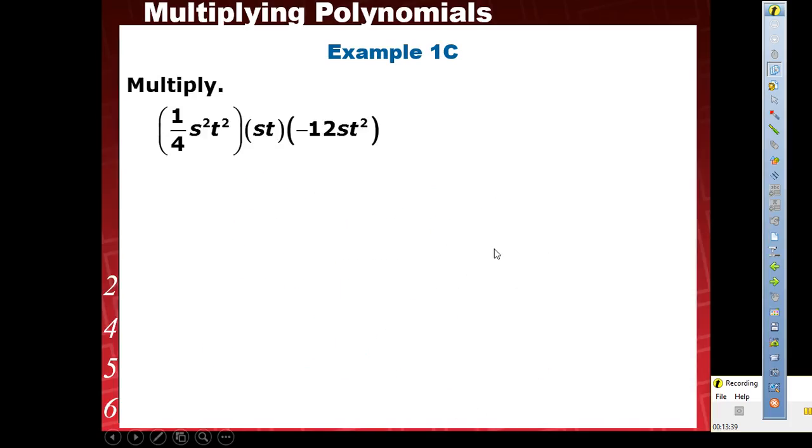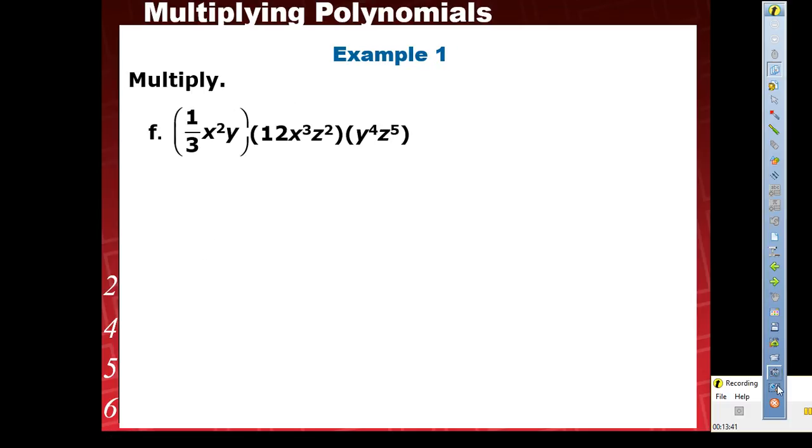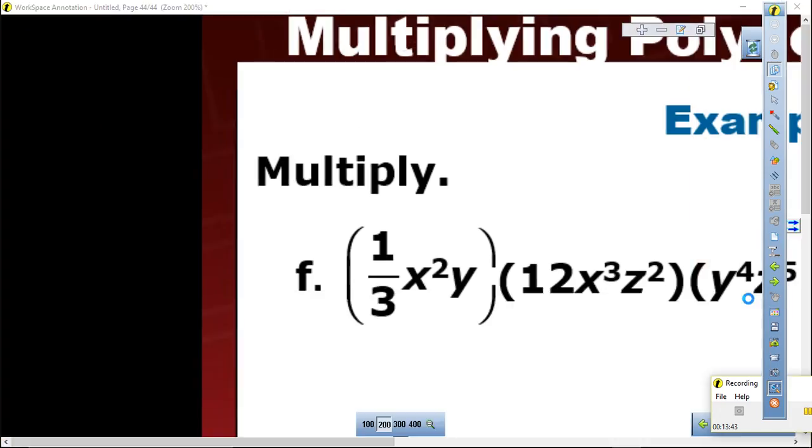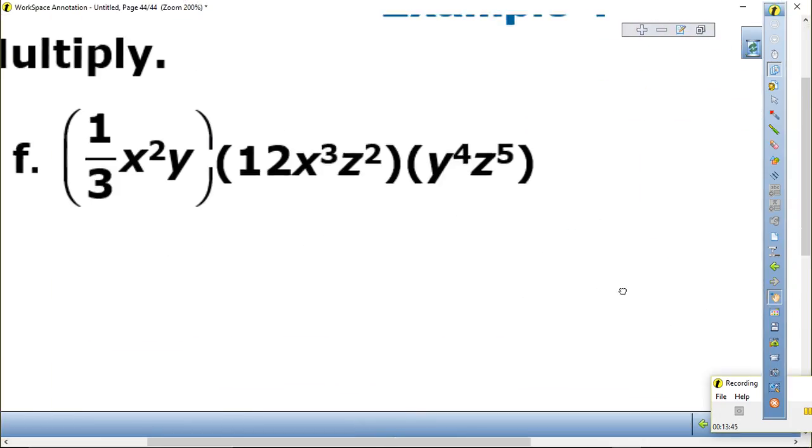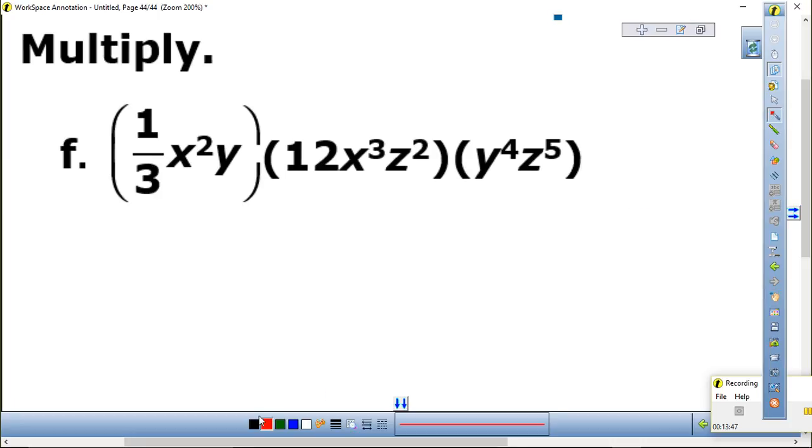Here we go. Copy this one. Example 1F: open parentheses, 1/3 x squared y, times 12x cubed z squared, close parentheses, open parentheses, y to the 4th z to the 5th, close parentheses. Copy that and go.